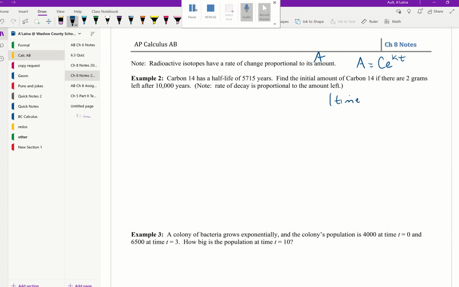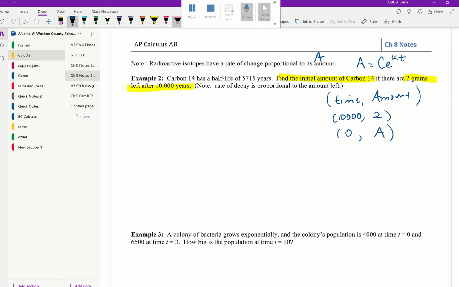They go time as the input and amount as the output, and it's very easy for students to write that backwards. They gave me an ordered pair right here. After 10,000 years, 10,000 is my time, that's my input. I have 2 grams of my carbon-14 dating left. Now, what we want to find is the initial amount, which would be times C. I'll use A for amount, for the initial amount.